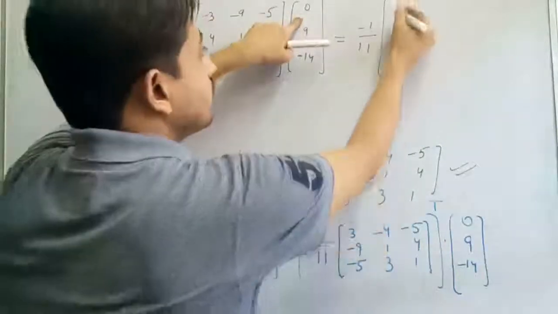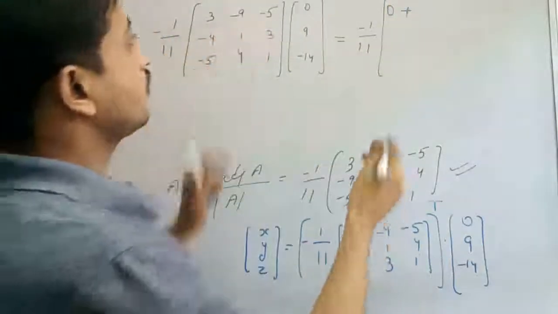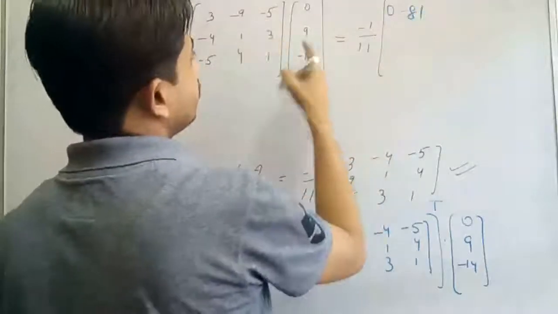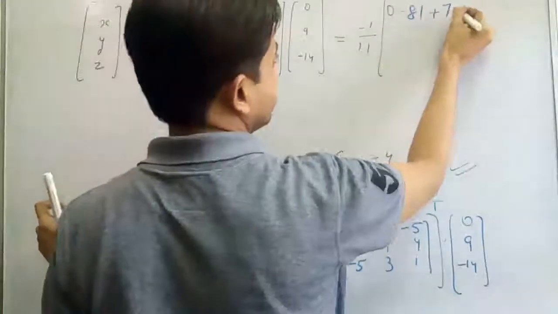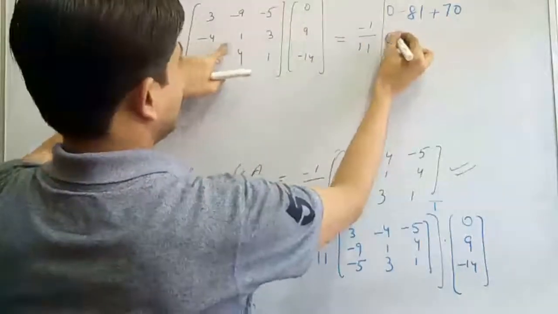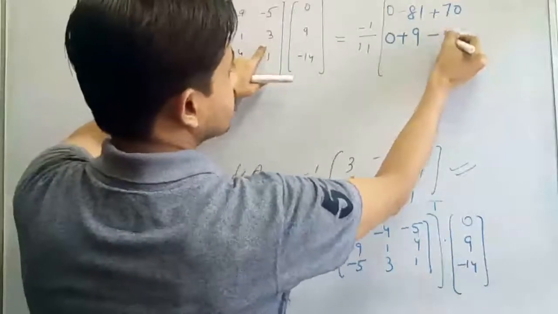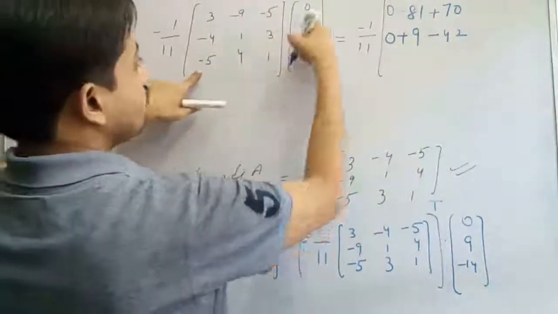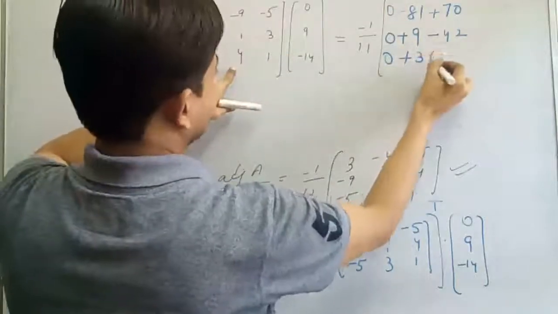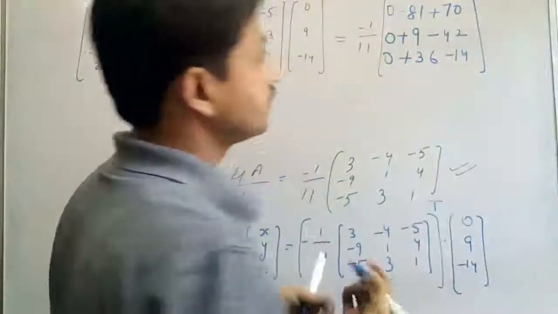3 into 0, we get 0, plus minus 9 into 9, minus 81, minus 5 into 14, plus 70, minus 4 into 0, 0. 1 into 9, 9, and 3 into minus 14, minus 42. Minus 5 into 0, 0, plus 4 into 9, 36, and 1 into 14, 14. So we get 8 values.